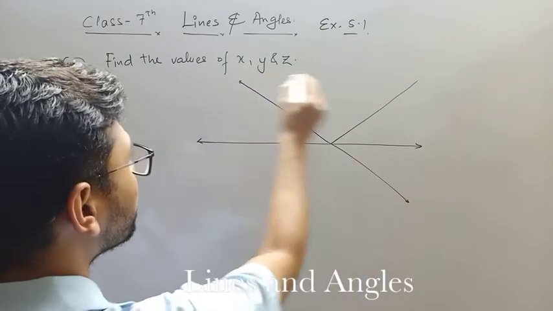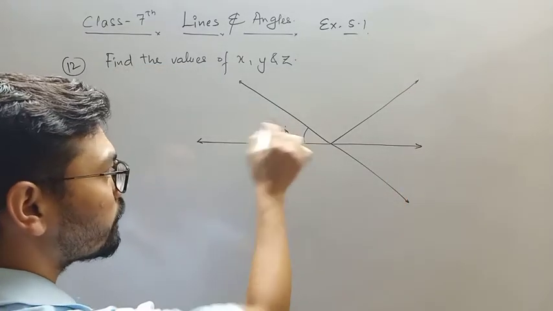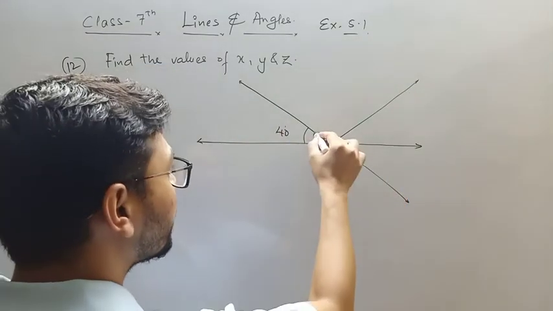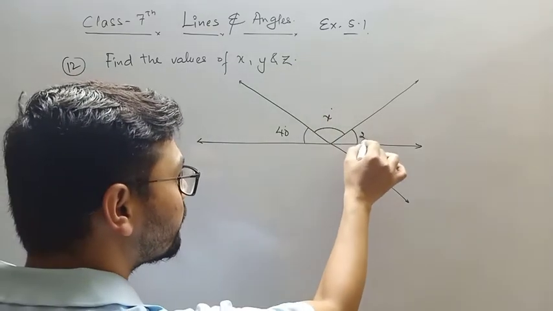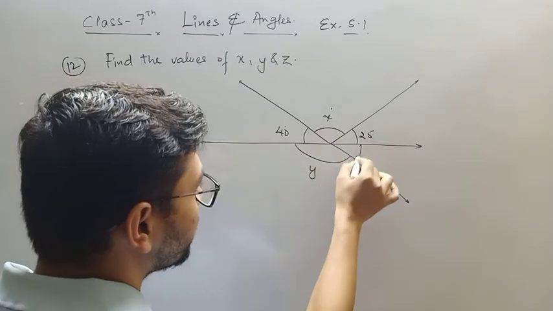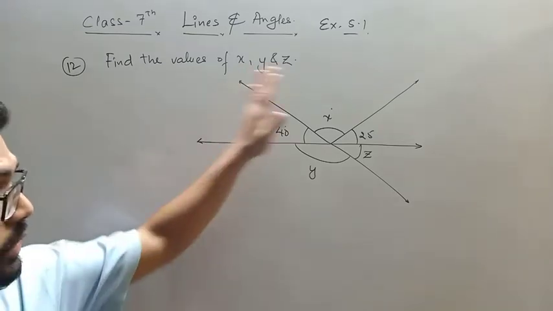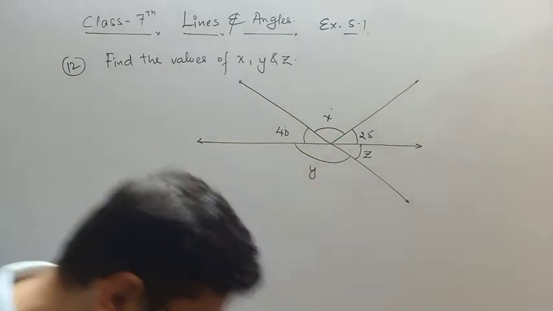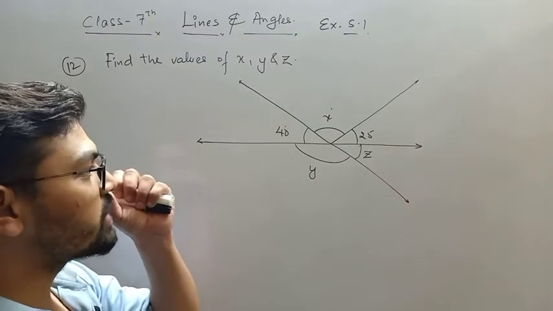So these are the angles given to you in the question. This angle is 40 degrees. This angle you need to calculate, this is angle X degrees. Again, this angle is given to you, 25 degrees. This angle is Y and this angle is Z. Whatever I have covered in this video and in the earlier video, this question will be solved on that basis only. Now see, you need to calculate the value of X, Y and Z.